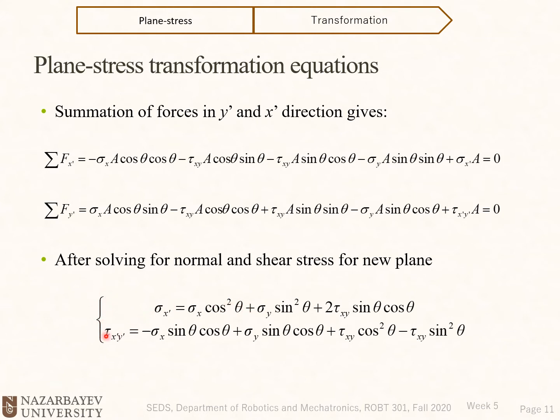So now you could see how we could find the principal normal stresses where the tau x prime y prime is 0. We need to find what is the value of theta. And now we could also find the maximum tau x prime y prime by taking a partial derivative of this equation with respect to theta and then finding theta.